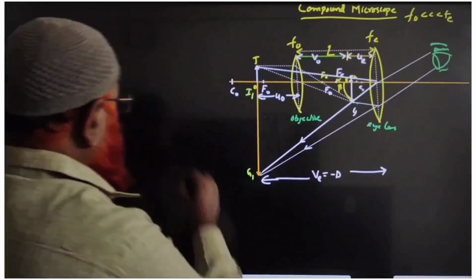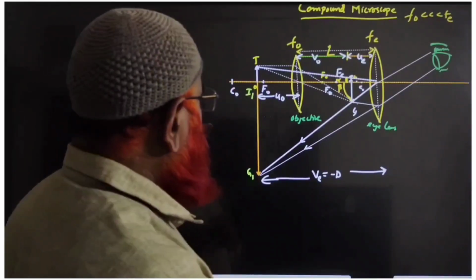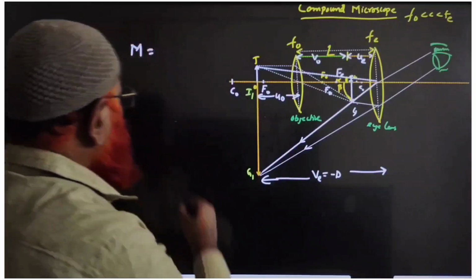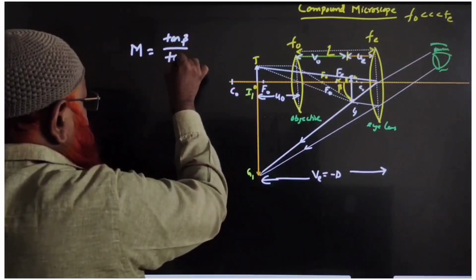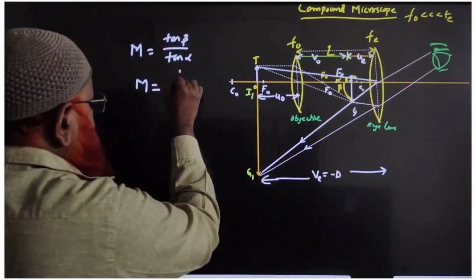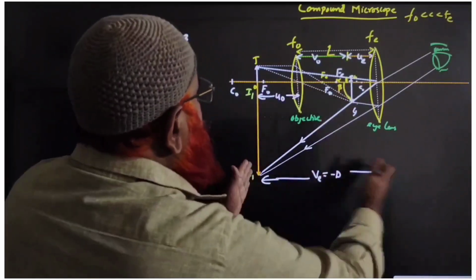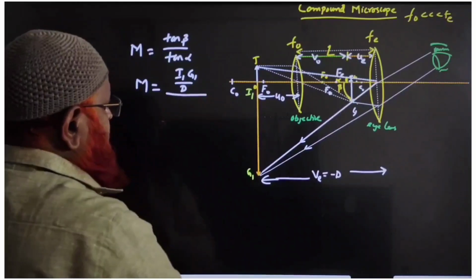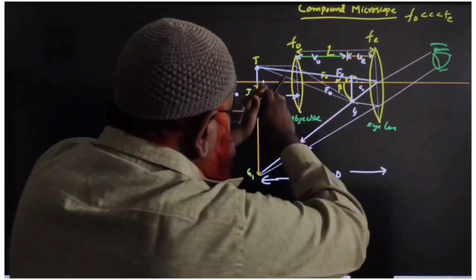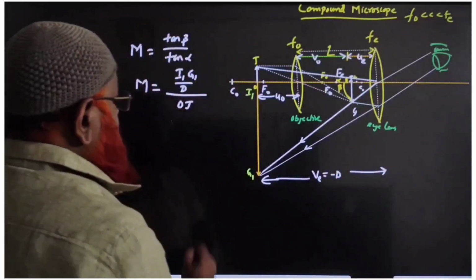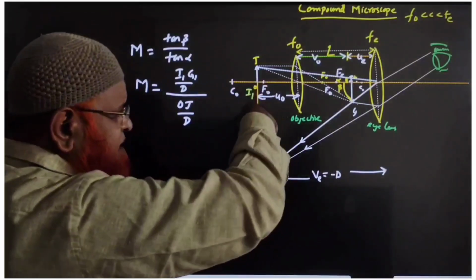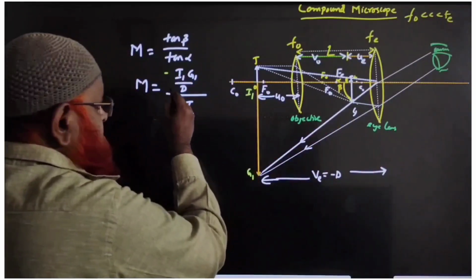Now, how can you find the magnification? Magnification is the angle made by the image divided by the angle made by the object, which is tan beta by tan alpha. So what is tan beta here? Tan beta is I1G1 divided by D, opposite side by adjacent side. Divided by tan alpha, which is OJ over the same distance. The opposite and adjacent sides are the same for image and object. So what will you do? We will take V. Here I1G1 is inverted, so minus. D is on the left side, so minus.